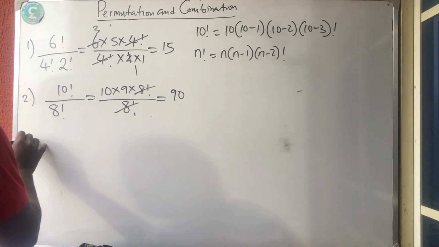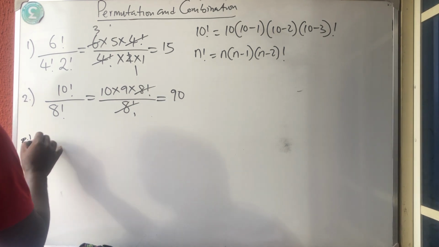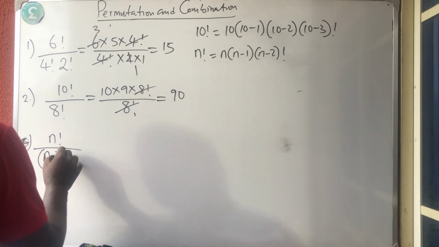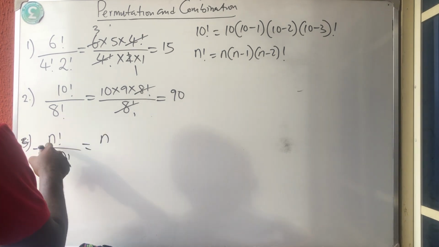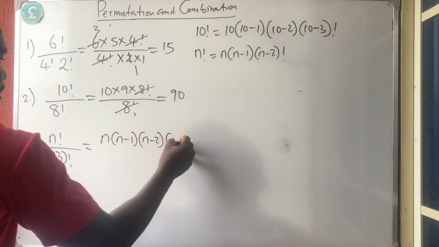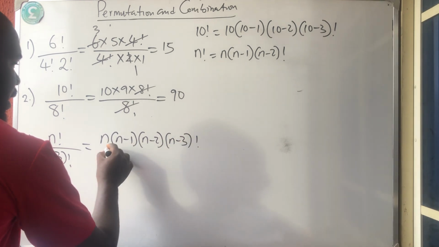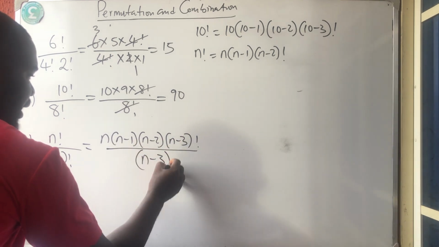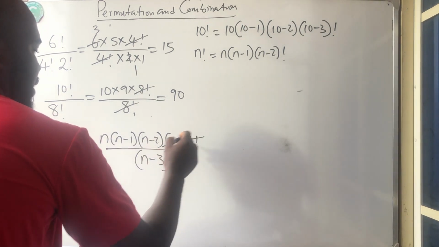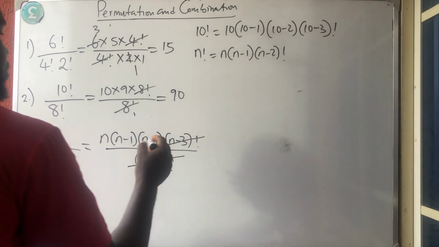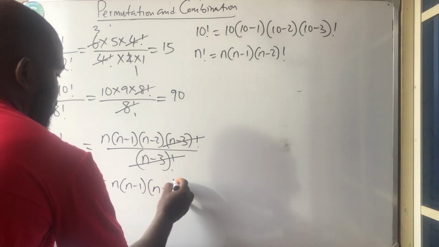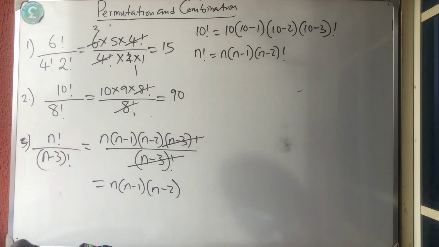Now another question, number 3. Number 3 says n factorial all over n minus 3 factorial. Now what do you do? N factorial means n times n minus 1, n minus 2, n minus 3. I'm stopping here because I equally have n minus 3 factorial down. And don't forget that anywhere you want to stop, you must put factorial. Then n minus 3 factorial cancels n minus 3 factorial. So my answer finally becomes n into n minus 1 into n minus 2.